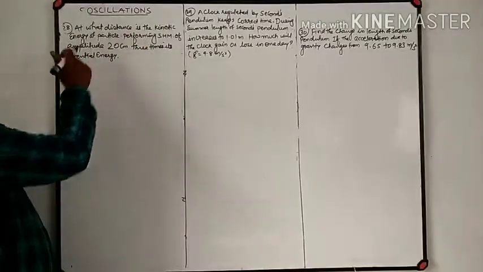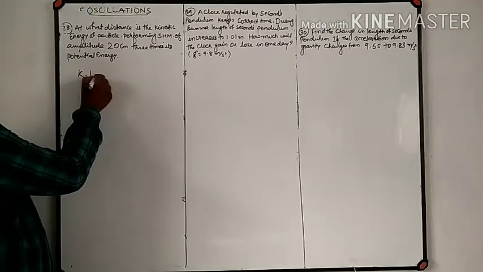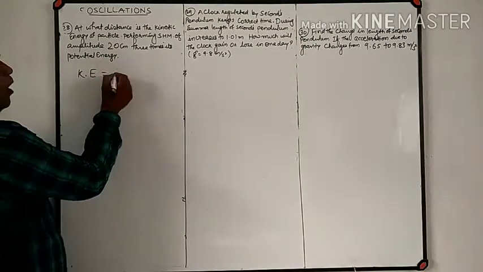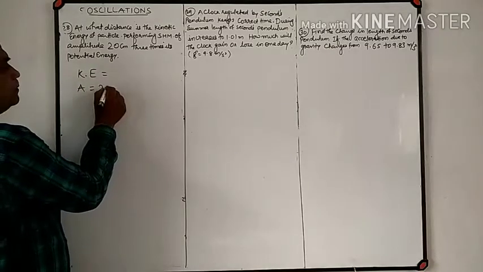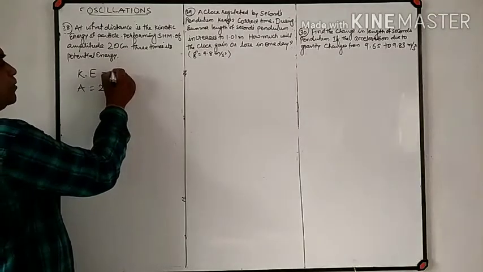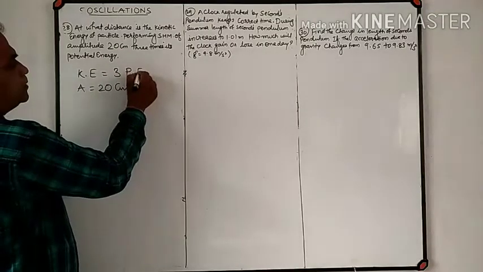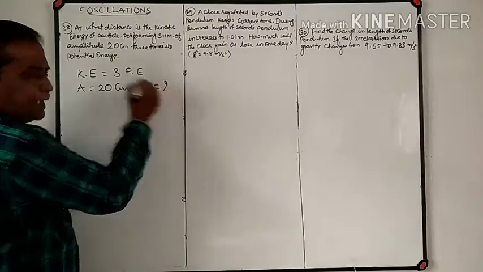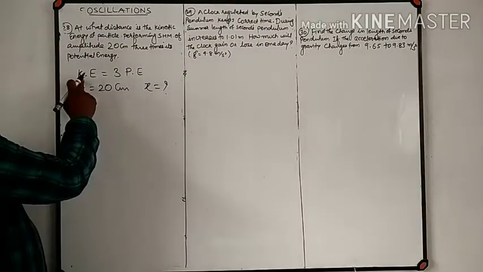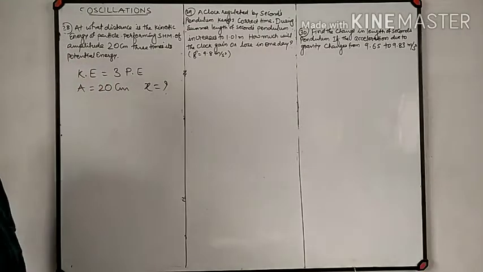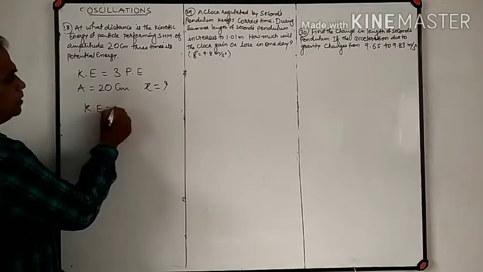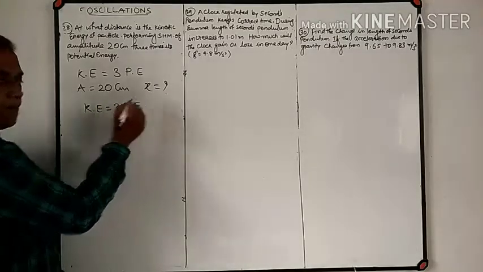At what distance is the kinetic energy of a particle performing SHM, with amplitude of SHM given as 20 centimeter, equal to 3 times its potential energy? Means we have to find out x, the distance at which kinetic energy is equal to 3 times its potential energy.